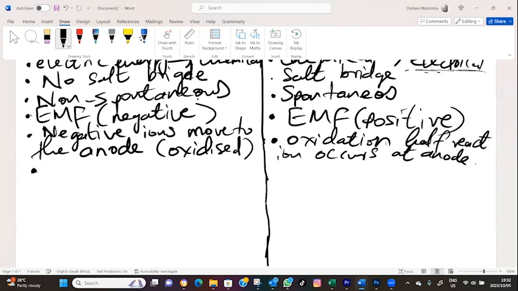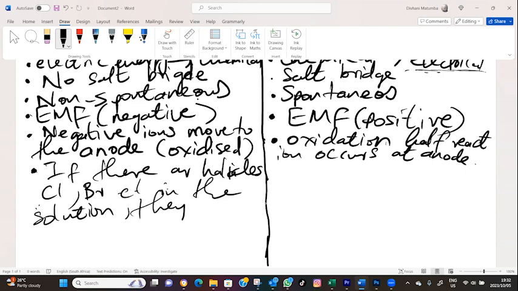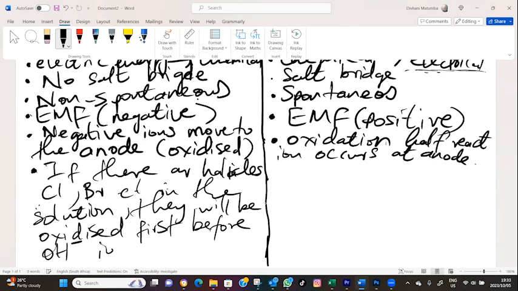The other key thing to note is that normally, if halides, your chloride, your bromide, etc., are available in the solution, they will be oxidized first.